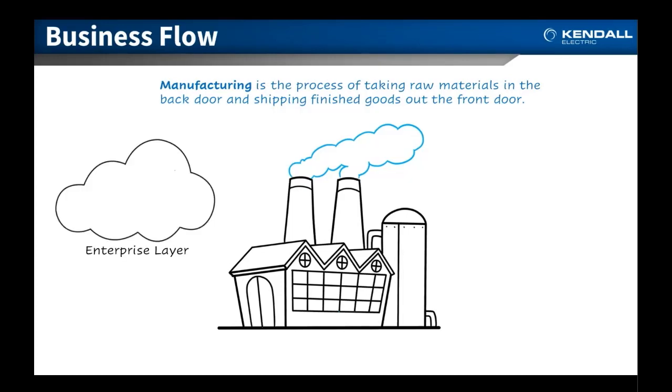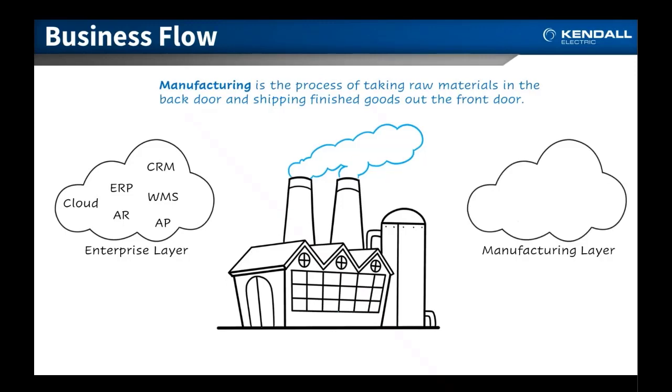They have the enterprise layer, which is composed of most of their business software. These can include the cloud, customer relations management, warehousing, and accounts payable and accounts receivable software systems. Again, this is the enterprise layer. The second area is the manufacturing layer. This is where the actual manufacturing takes place. This can include the MES, SCADA, PLC, and HMI software and hardware. It doesn't matter if you're making baseball bats or bicycle chains. This is how business flows for almost all manufacturers.